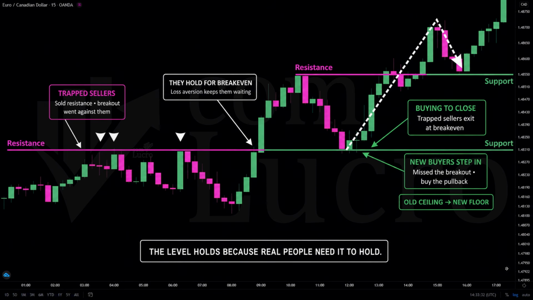But why does an old ceiling become a floor? Because of the traders trapped above it. The ones who sold at that resistance watched the breakout go against them, and loss aversion keeps them holding, hoping for one chance to exit at break even. When price returns, their buying to close, plus new buyers who missed the first move, is what stops the pullback. The level holds because real people need it to hold.